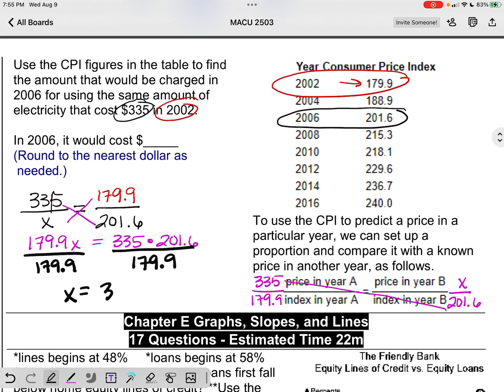And X will equal 375.408. And of course, you're talking about money. And it says to go to the nearest dollar. So you're going to say $375.